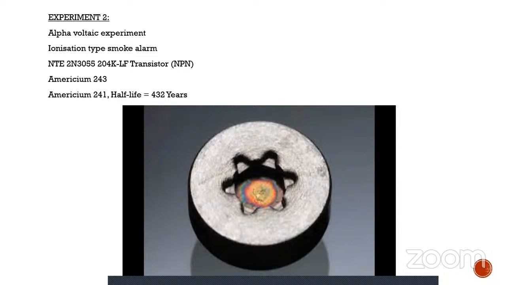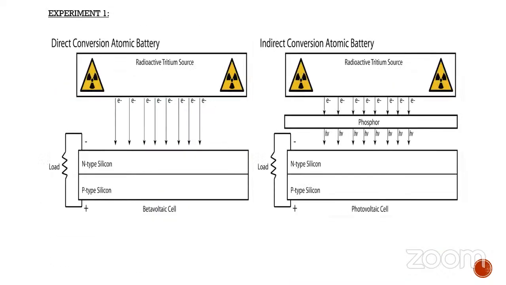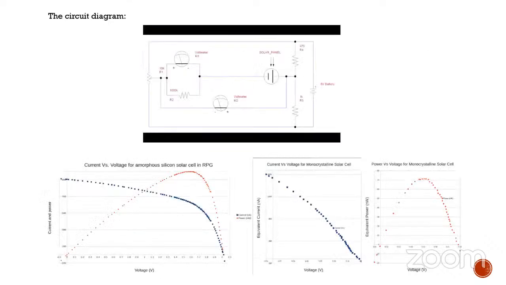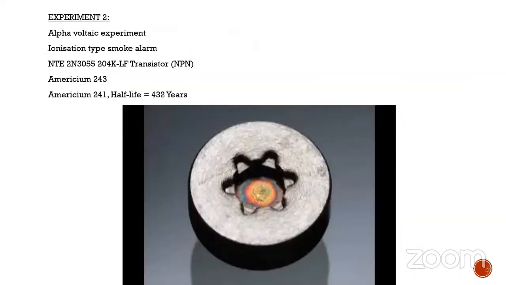Okay, now this is another experiment that we can do. If we have a smoke alarm, or if we can take any kind of smoke alarm, we can see that the smoke alarm has a type of material inside it. The previous one was for a beta voltaic and photovoltaic experiment, and this one is for an alpha voltaic experiment.